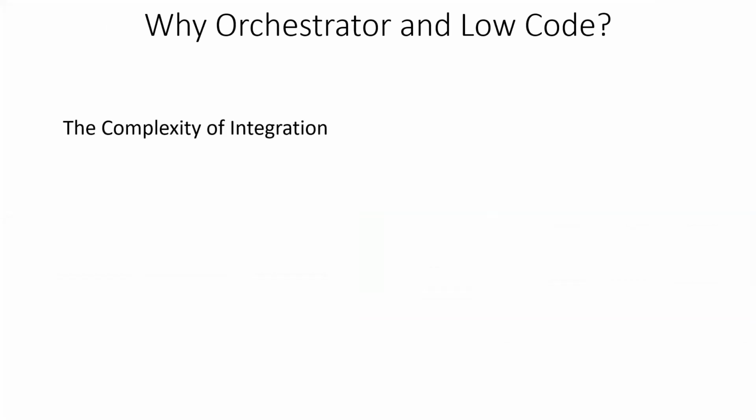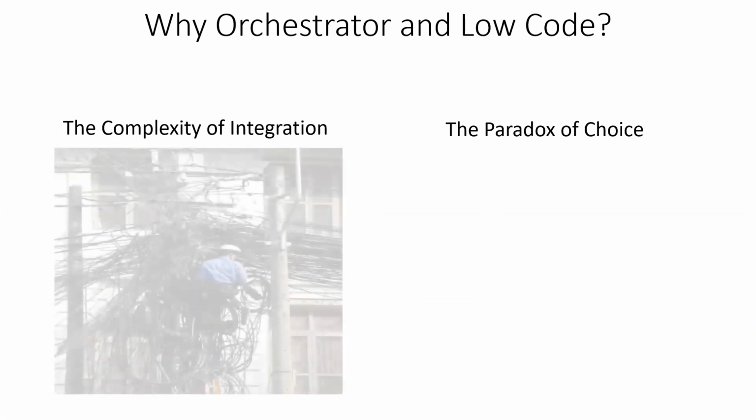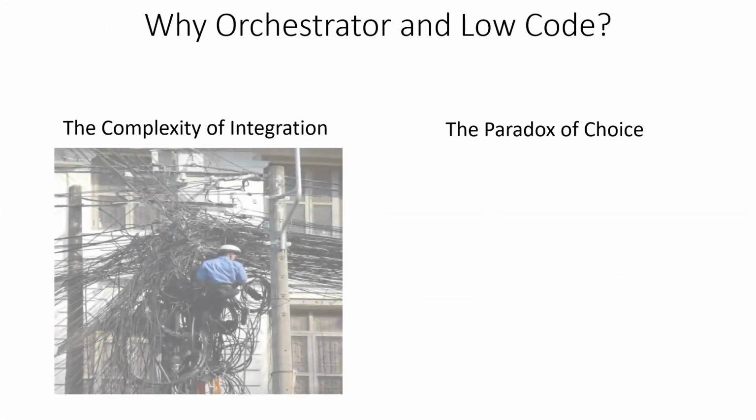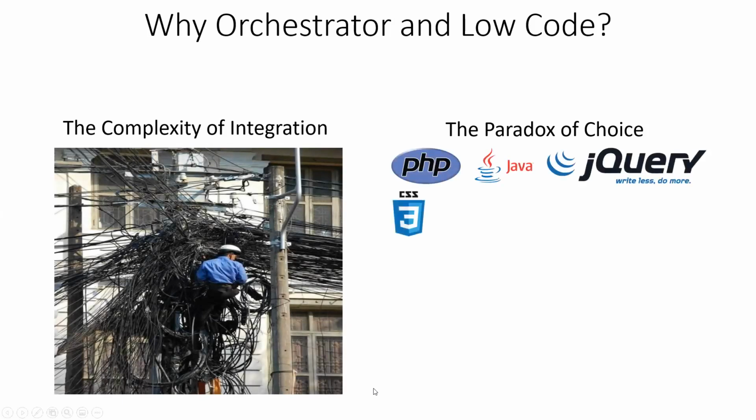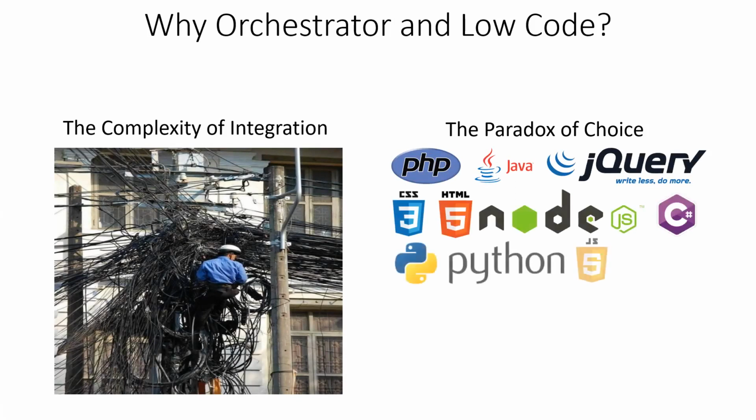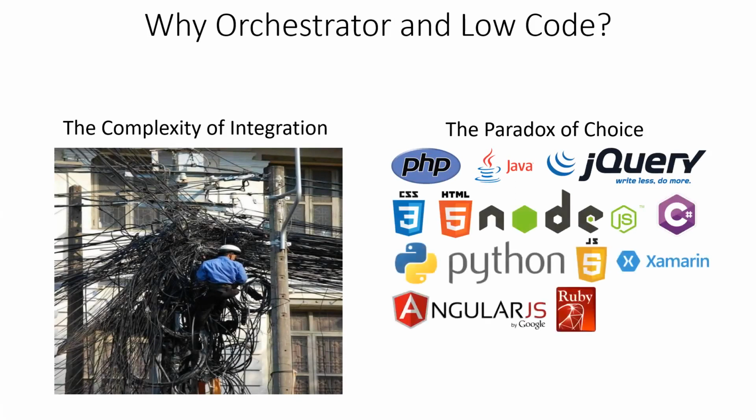There's two aspects to it. There's the complexity of integration, right, and the paradox of choice. The integration piece is, JD Edwards is a very mature product, and before Orchestrator, there was business functions and BSSV, and there was a lot of moving parts to that. And the paradox of choice being, once I actually can figure out how to integrate to it, what am I going to do next? How am I going to develop this application? And there are so many different choices.